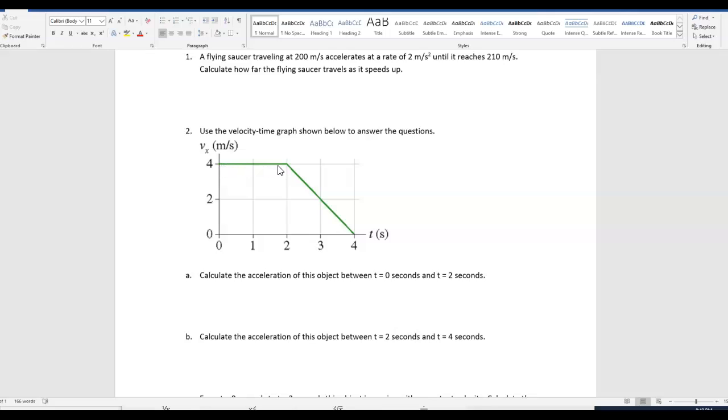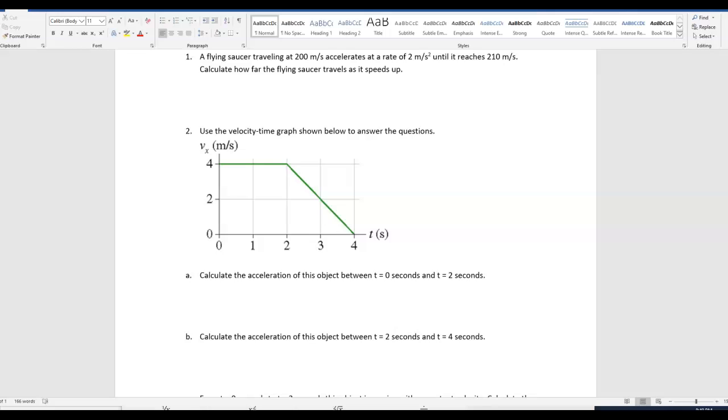If this was a position time graph, let's say I just changed this v to an x, and I made this a position time graph, then the velocity here would be 0 because the slope of this line would be 0. Okay, and so the way you answer questions and the way you interpret the graph depends on what type of graph you're actually looking at. Okay, so you need to know first of all, what type of graph am I looking at? This is a velocity time graph. Okay, keep that in mind.